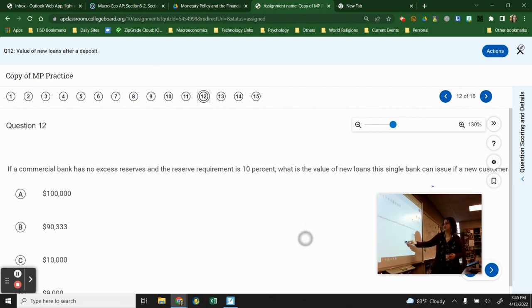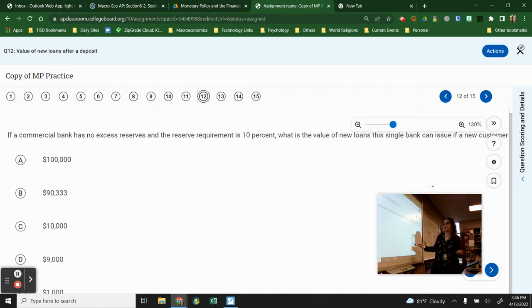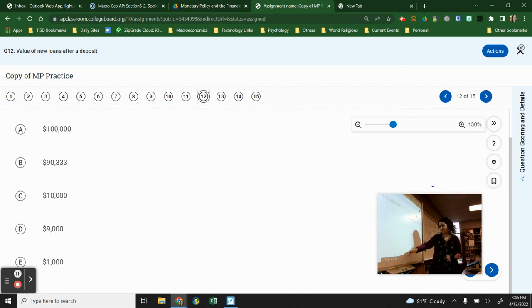Bank has no excess reserves. The RR is 10%. The value of new loans a single bank can issue to a new customer who deposits $10,000. If they deposit $10,000, they have to keep 10% in the bank at all times. That's $1,000. They can loan out the rest, which is $9,000. D, $9,000.